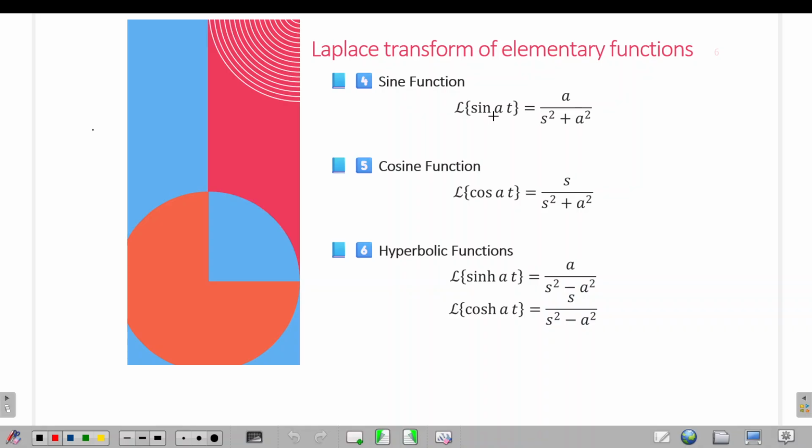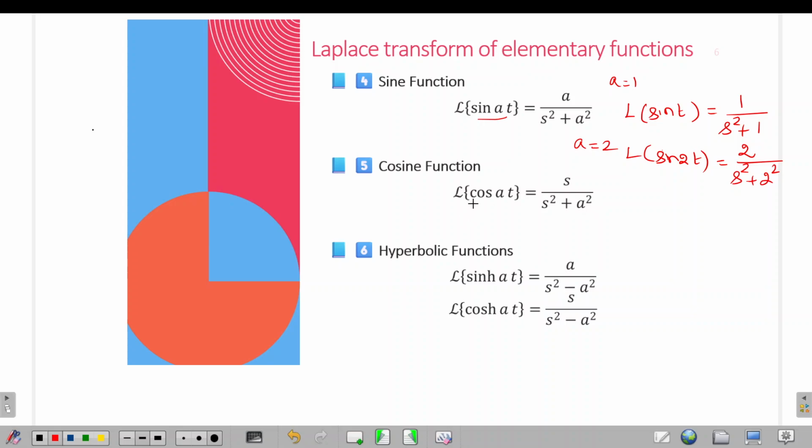The Laplace transform of sin at will be equal to a by s square plus a square. Suppose you take a equal to 1, then the Laplace transform of sin t will be 1 divided by s square plus 1 square, that is 1. Suppose you take a equal to 2, then the Laplace transform of sin 2t will be 2 divided by s square plus 2 square, otherwise it is 4.